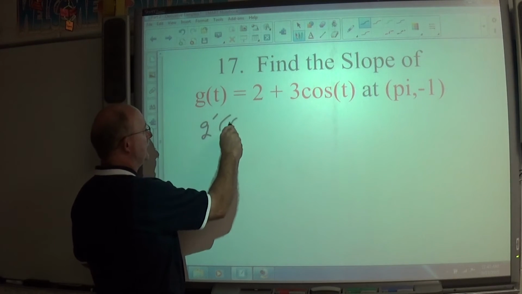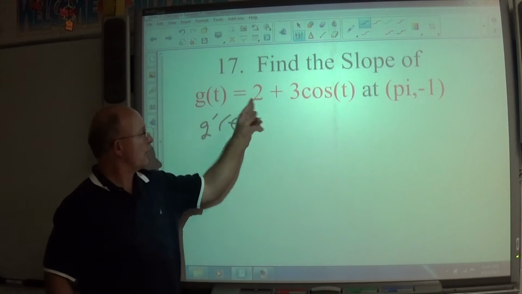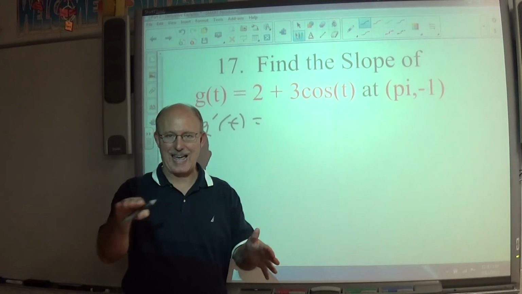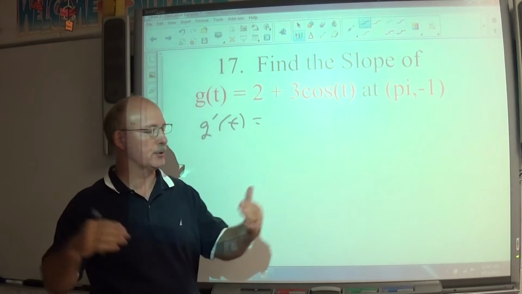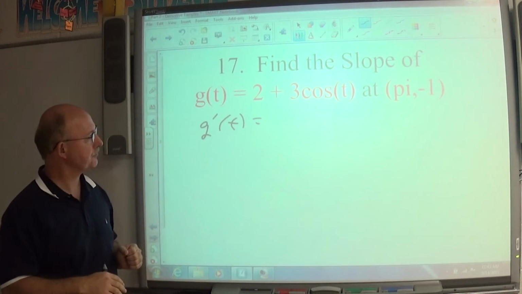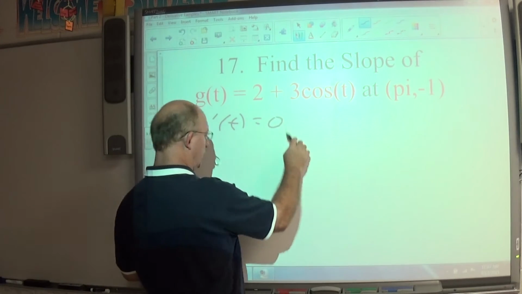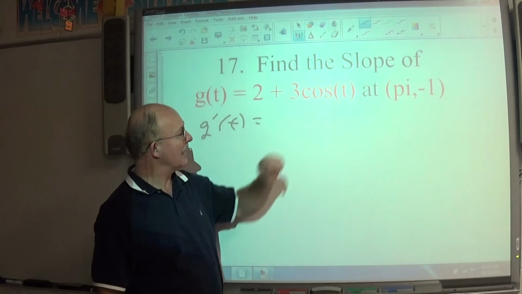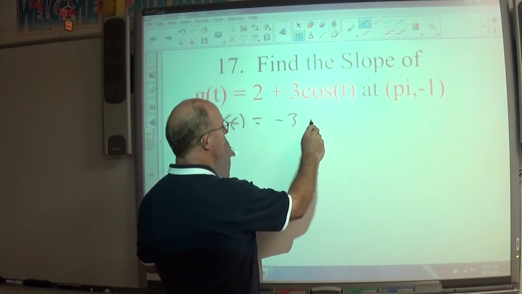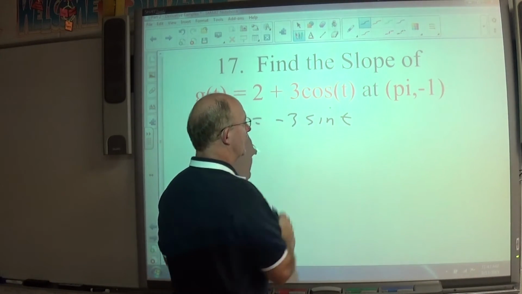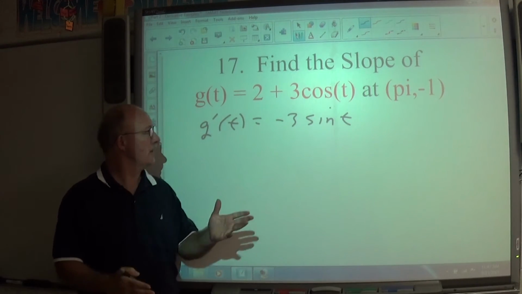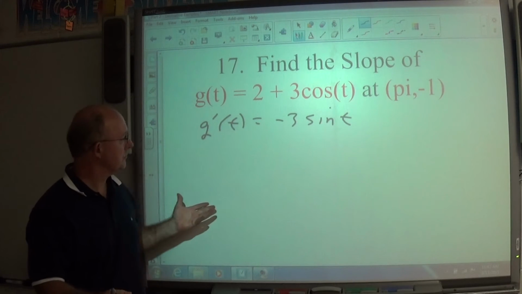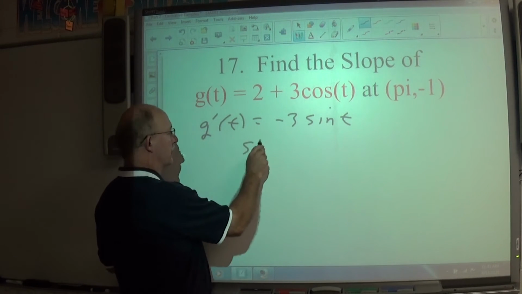So g prime of t. Now first of all, the derivative of 2 is 0. That's a constant. Right? So like I said, the graph of 2 would be a horizontal line, 0 slope. So the derivative of 2 is 0. So this would be 0 plus, well, I'll just leave the 0 off. I think we don't need to put the 0 in. Now the derivative of cosine is negative sine. So bring the 3 down, and then negative sine t. Okay, that's our derivative. So the derivative is 0 minus 3 sine t, and we just drop the 0. That's our derivative. Now let's go and get our slope.